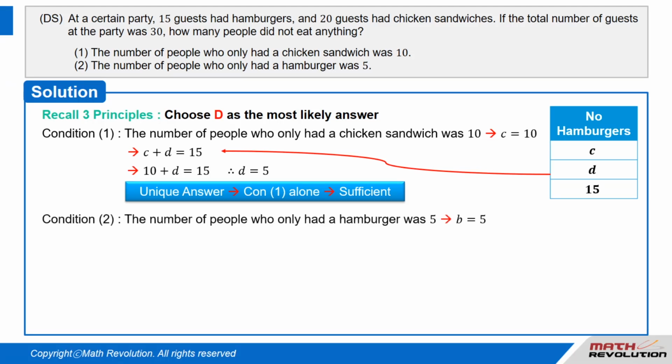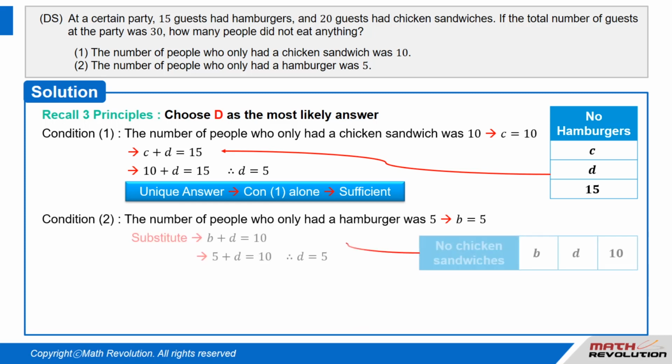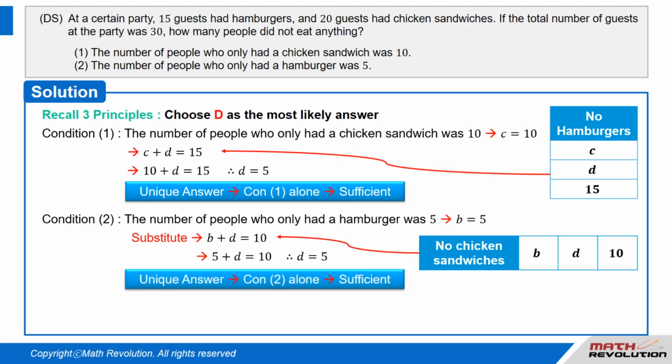Condition 2 tells us that the number of people who only had hamburgers was 5. That is, B equals 5. From the table, we get B plus D equals 10. And substituting 5 in for B gives us 5 plus D equals 10, or D equals 5. Since it is a unique answer, this condition is sufficient.